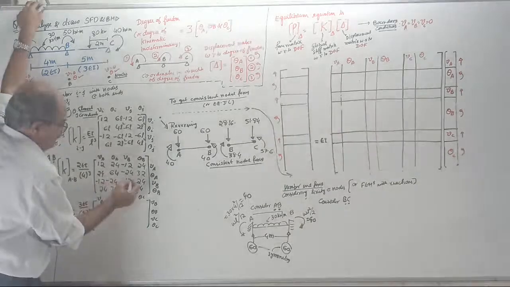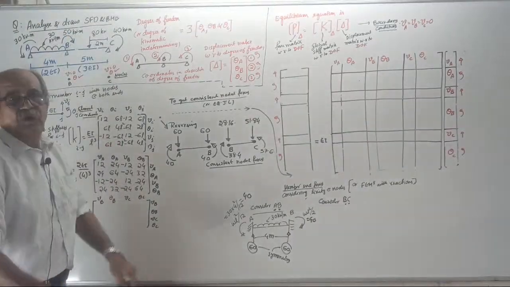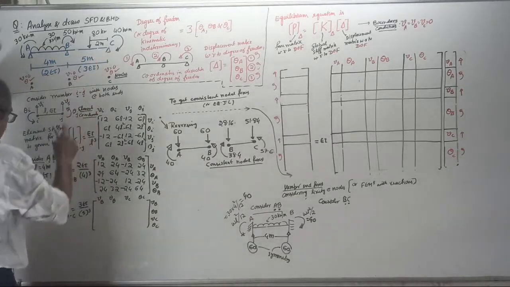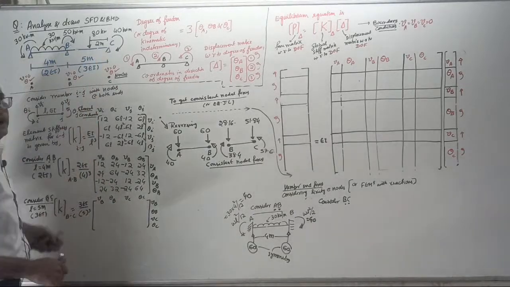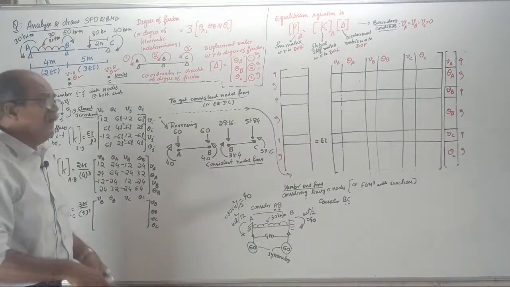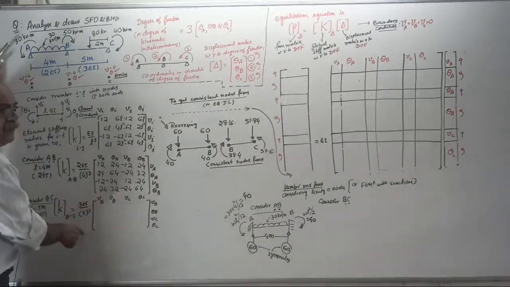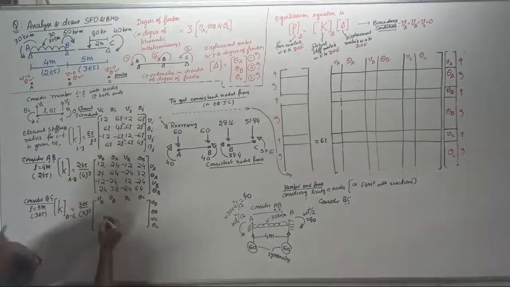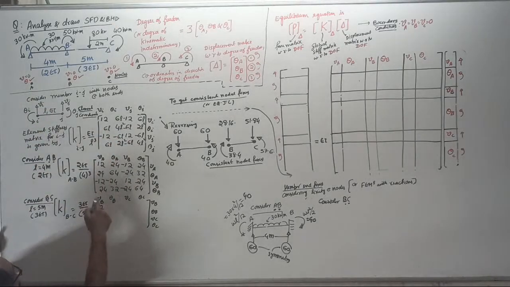This is not minus. Now, come to the next member, that is BC. Length is 5 meter and EI is 3 EI. So 3 EI by 5 cube into, I will sit and write, 12. 6 times 5, 60.